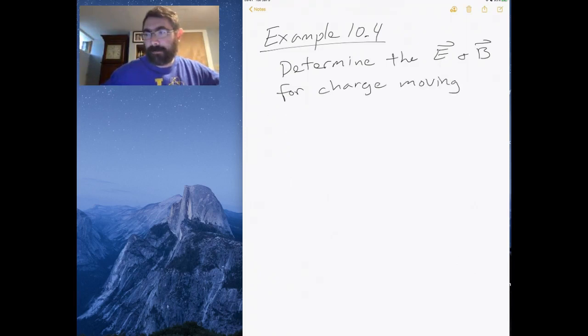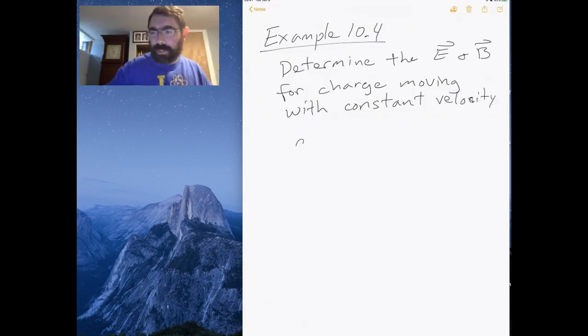moving with a constant velocity. Okay, so if it's a constant velocity, then there's no acceleration. The acceleration is equal to 0.